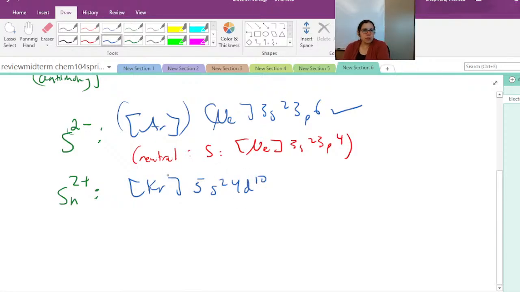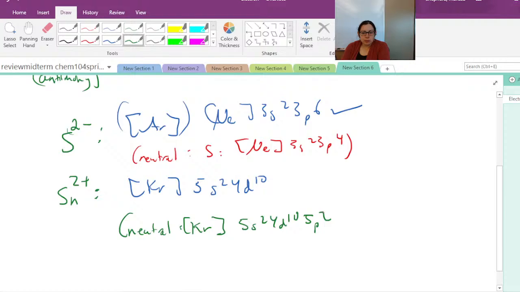And so this is kind of cool because we can see why tin is one of those with multiple oxidation states. So again, think about the neutral: 5s2, 4d10, 5p2. So we can see where those 2 electrons maybe go first.